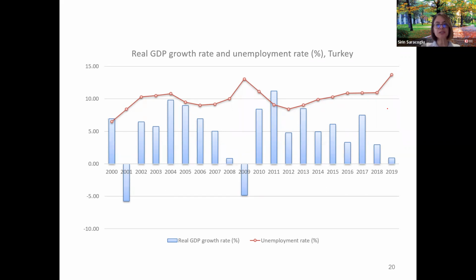And here you see some association between the real GDP growth rate and the unemployment rate. So as you see, at times of slow growth and even negative growth, you see an increase in the unemployment rate. And one important thing about the behavior of the unemployment rate is that once it reaches a high plateau, it will stay in that high plateau for some time.